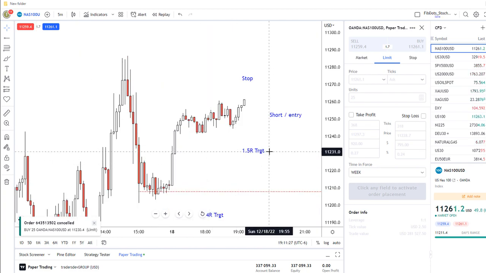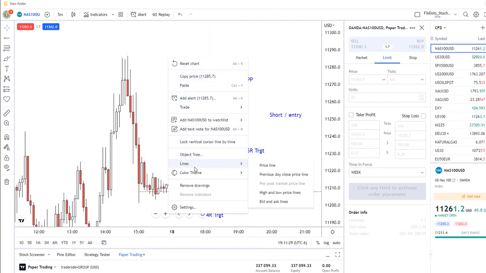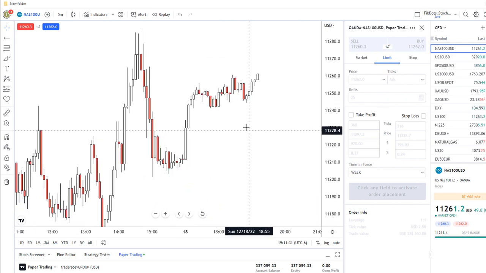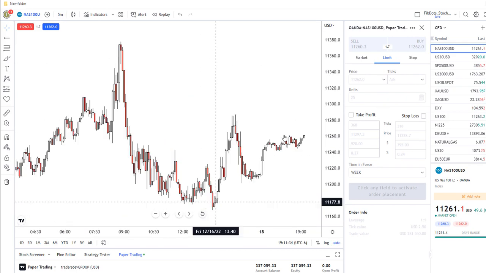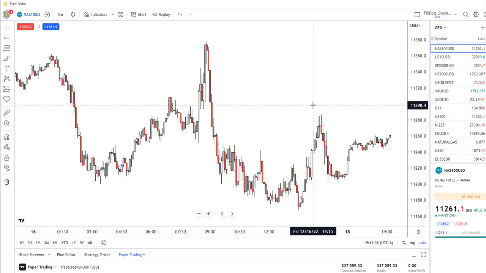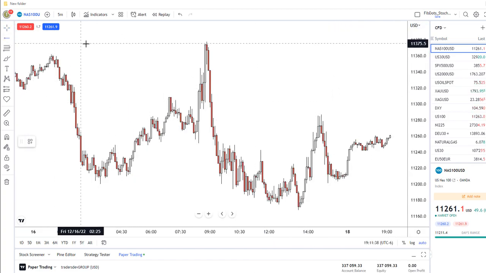Oh, well done. I removed all my indicators. Genius. Remove the drawings is what I wanted. Oopsie. That's when you know you got a nephew. You start saying oopsie all the time.